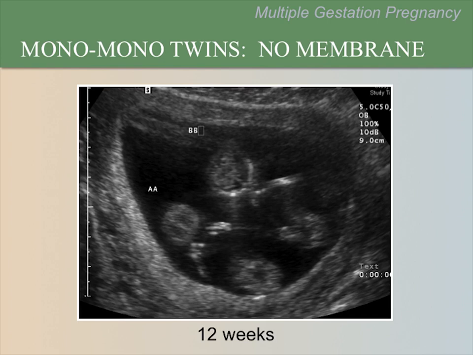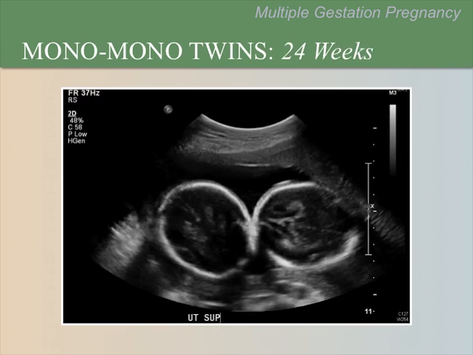Notice that there is no membrane visible in the scan and that both fetuses share the same amniotic sac. This is a monochorionic, monoamniotic twin pregnancy, also called mono-mono twins. This is a scan taken later in the same pregnancy. Again, notice that there is no separating membrane between these twins.